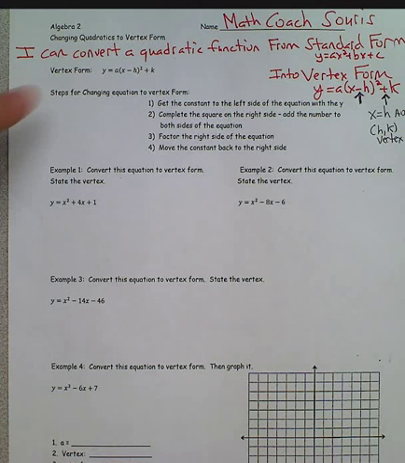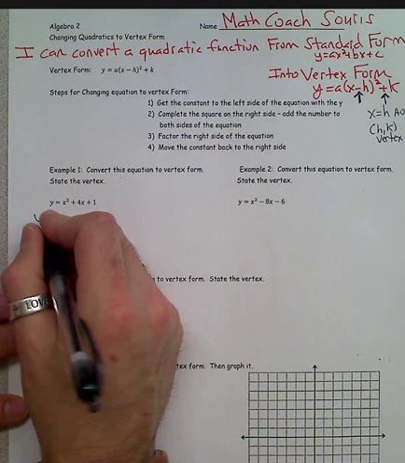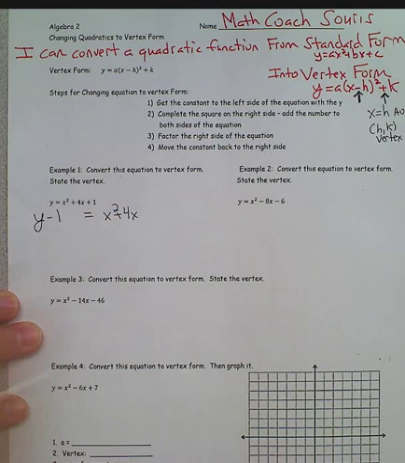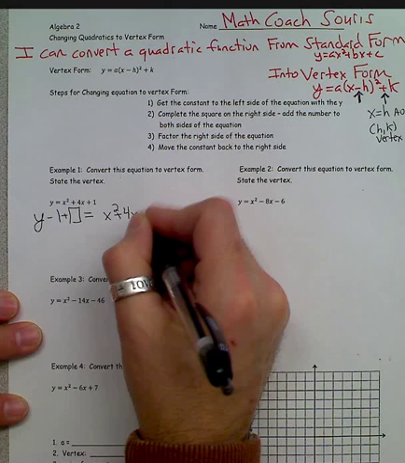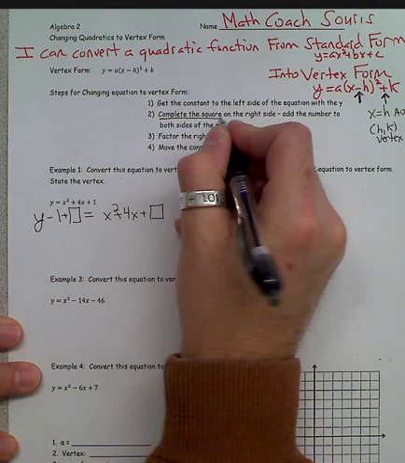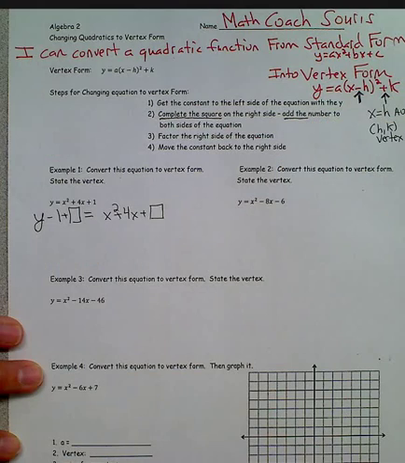I'm going to go ahead and do this first example for you. So our first step is that we want to move over the constant. So we're going to move the constant to the left-hand side with the y. As I do that, I'm going to add a square to both sides so that I can complete the square. And that's what step 2 is. Step 2 is to complete the square on the right-hand side and add the number to the other side.